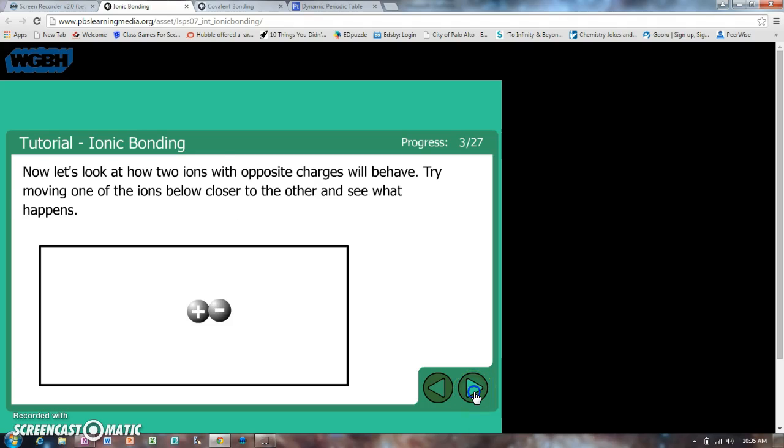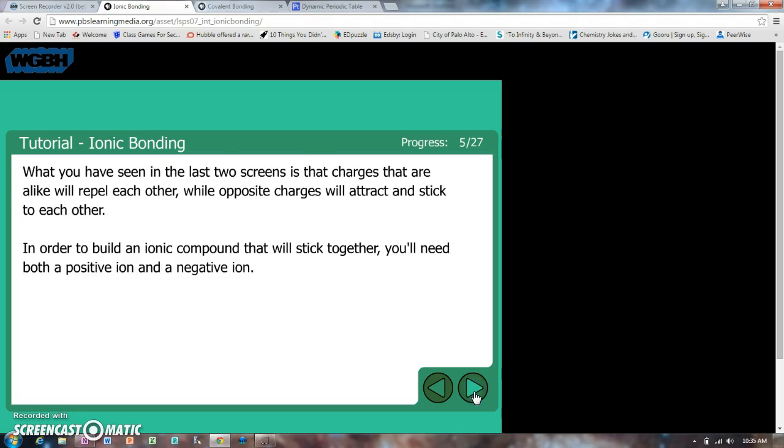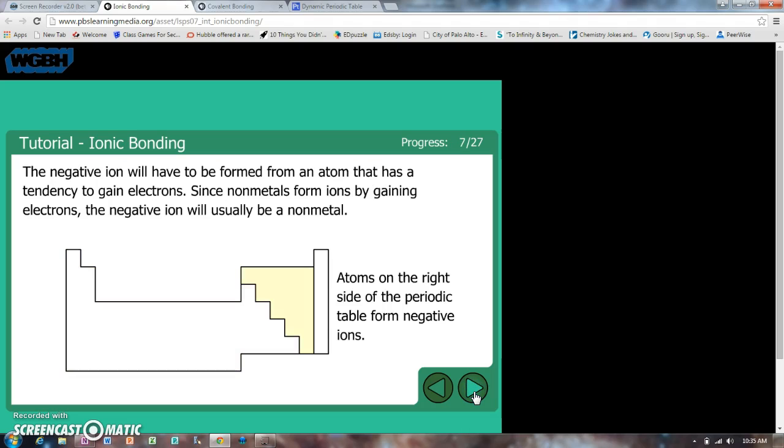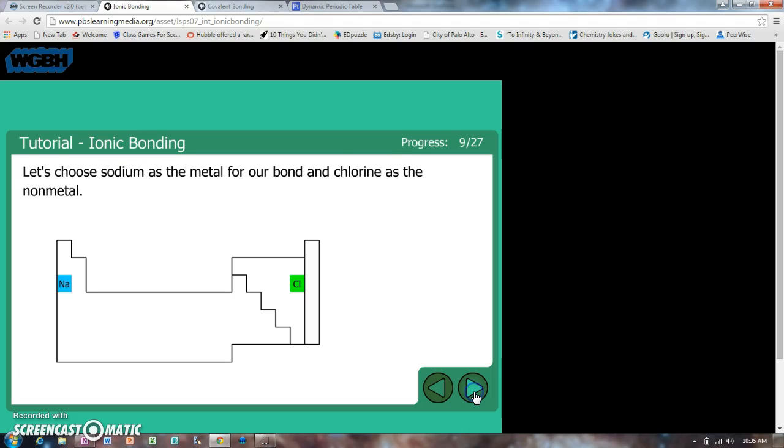Okay, we're going to create 2 opposite charges, and there's going to be a large attraction between the 2. Again, atoms on the left-hand side of the periodic table are going to form those positive ions. Generally, those are metals. And on the right-hand side, you're dealing with these non-metals. They're going to form the negative ions.